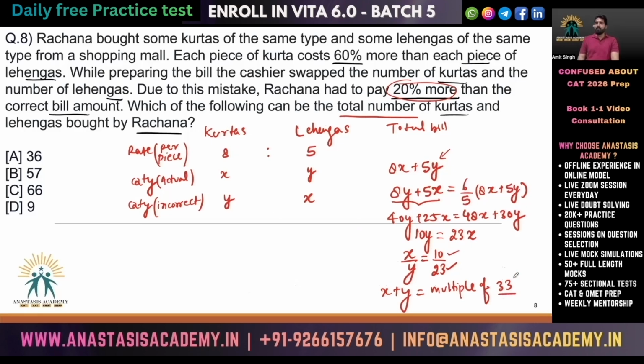So in options, we have to search for a multiple of 33. 36 is not, 57 is not, yes, 66 is a multiple of 33 and 9 is not. So the correct answer to this question would be option C.